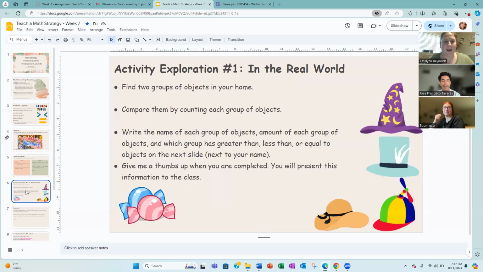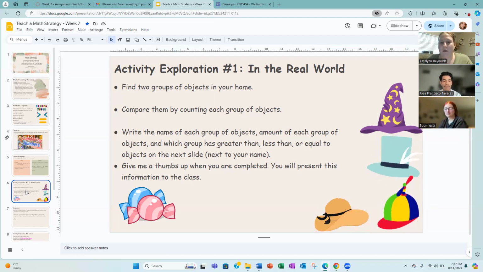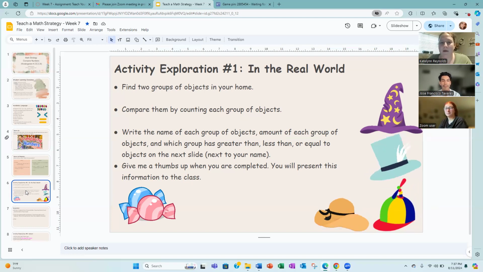So our next activity, exploration number 1, is in the real world. I need you to find 2 groups of objects in your home. Compare them by counting each group of objects. Write the name of each group of objects, amount of each group of objects, and which group has greater than, less than, or equal to objects on the next slide next to your name. You will give me a thumbs up when you're completed, and you will present this information to the class.